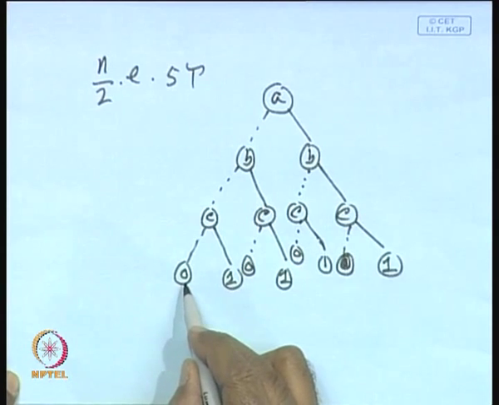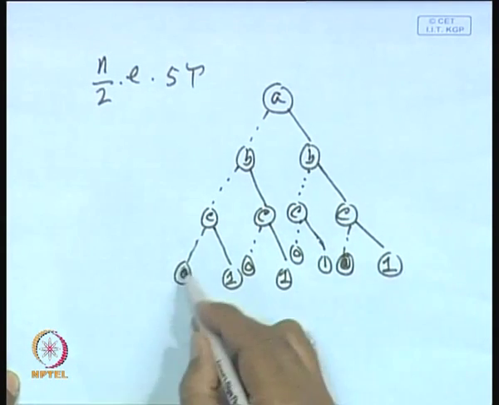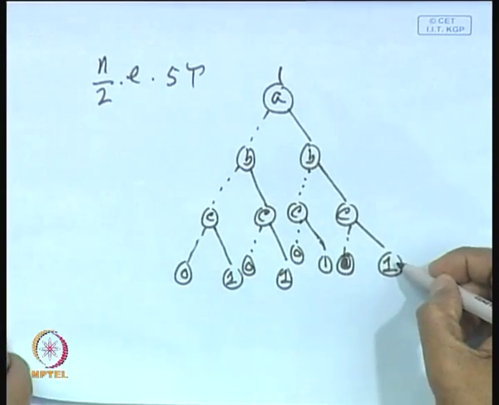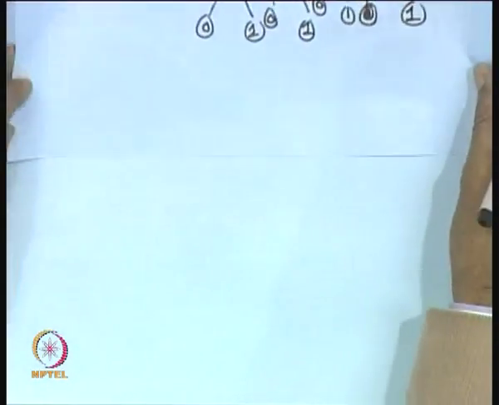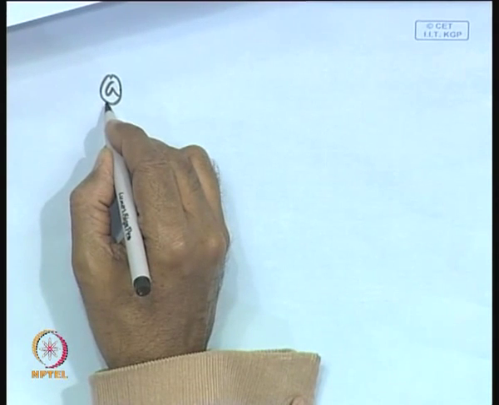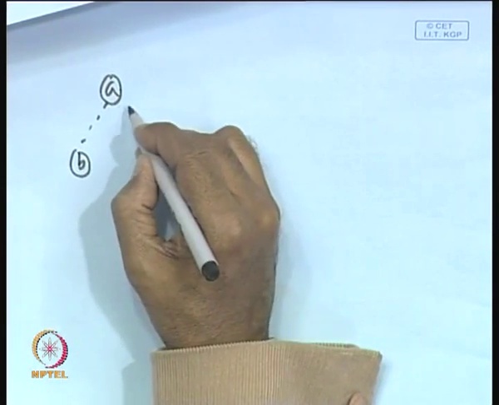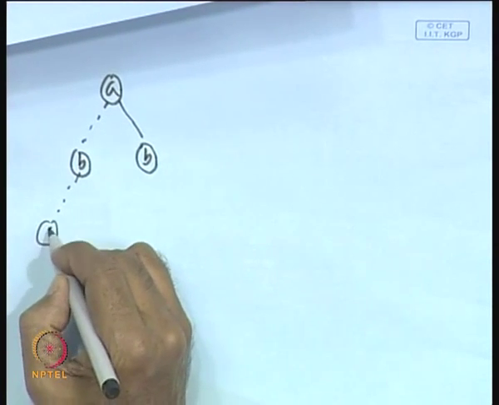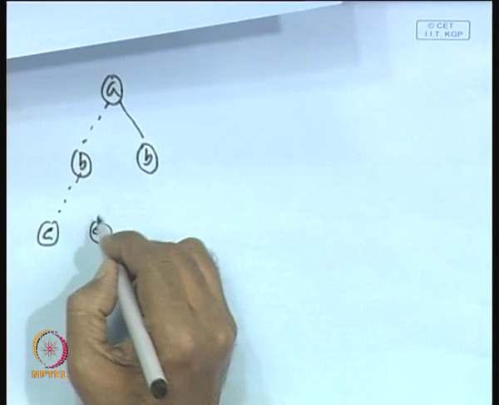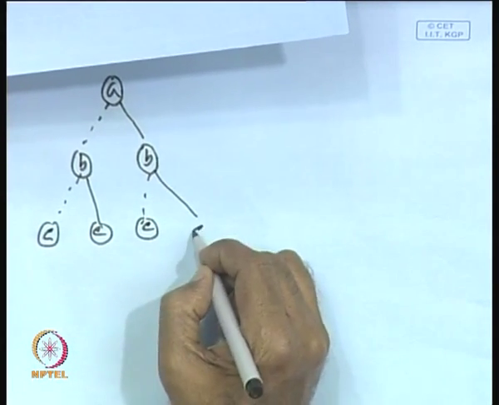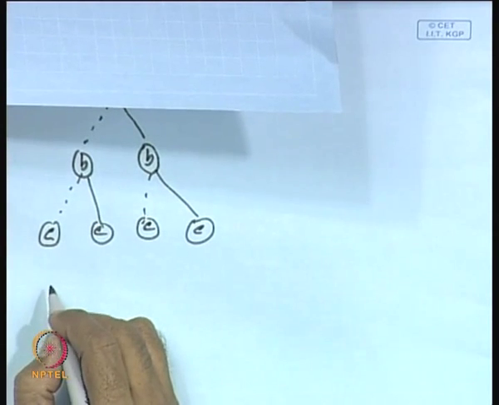As I mentioned, first step will be to merge the zeros and ones at the leaf line. That means, you have to follow a kind of bottom up approach. I mean, from the leaf nodes you have to go towards the root node. So, how will you proceed? So, first step will be A, B, B, C. So, all the zeros are to be combined.